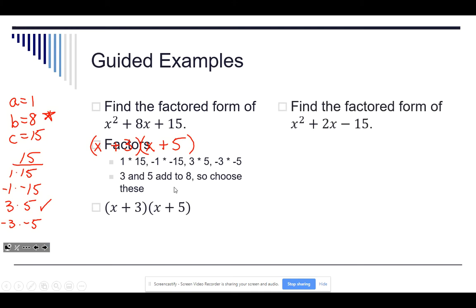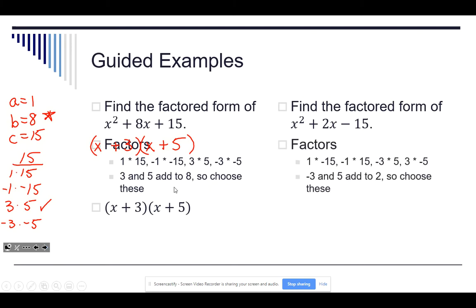Let's try this one. X squared plus 2x minus 15. My factors of negative 15 are 1 times negative 15, negative 1 times 15, negative 3 times 5, and 3 times negative 5. Negative 3 and 5 add up to a positive 2, which is my b term. I'm going to choose those. So my two sets of parentheses look like this: x minus 3 and x plus 5.